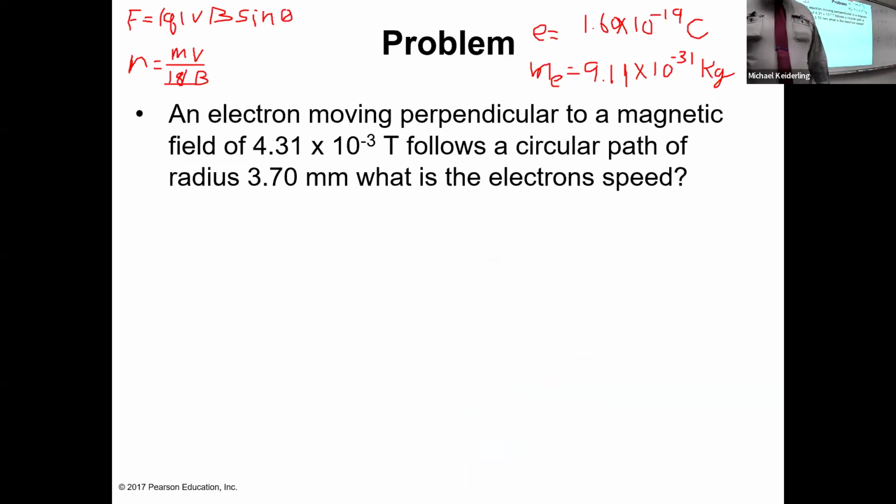So if you have an electron that's moving perpendicular to a magnetic field of 4.31 times 10 to the minus 3 Tesla, and it follows a circular path of radius 3.7 millimeters, what is the electron speed? The charge of an electron is 1.6 times 10 to the minus 19 coulombs. The mass of an electron is 9.11 times 10 to the minus 31 kilograms. The appropriate radius is mass times velocity over charge times magnetic field. I will give you a few minutes to work on this.